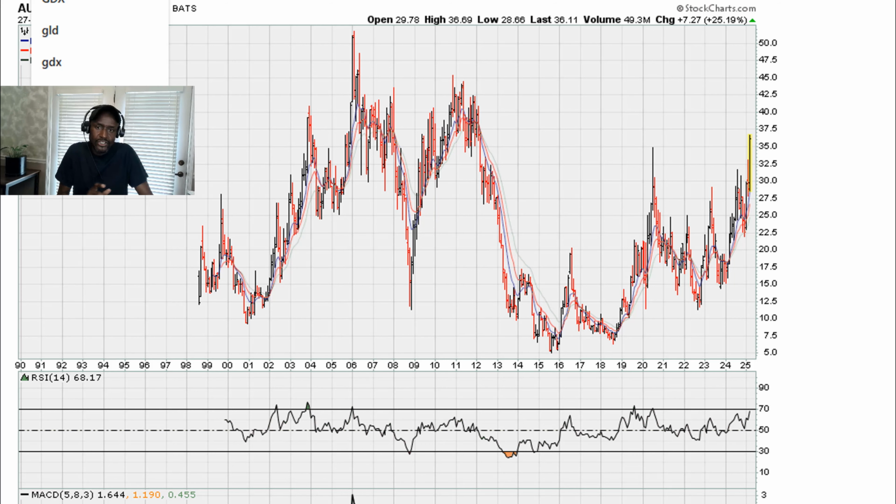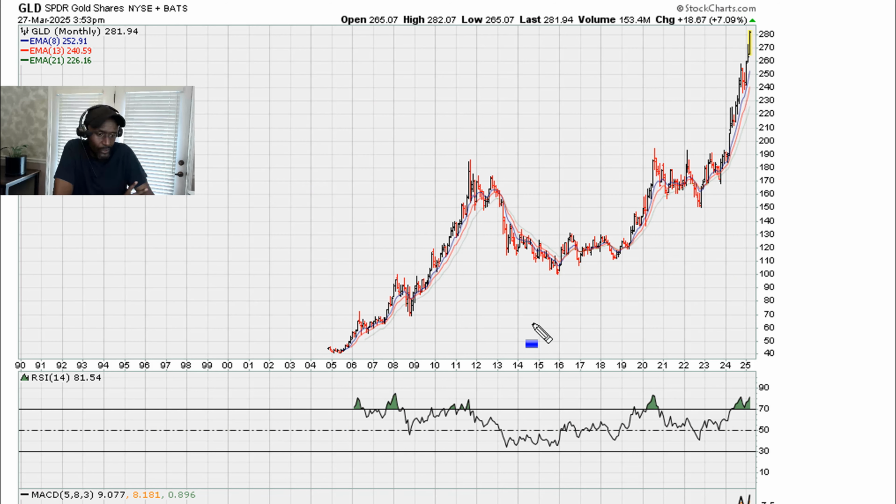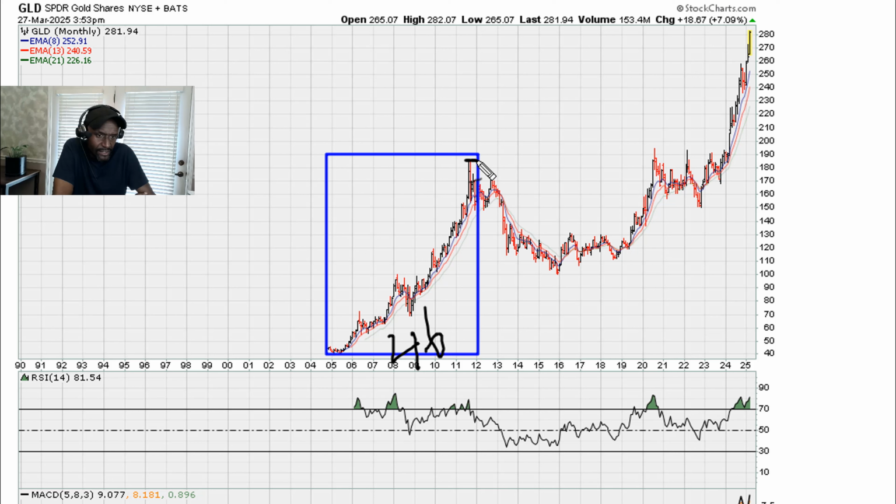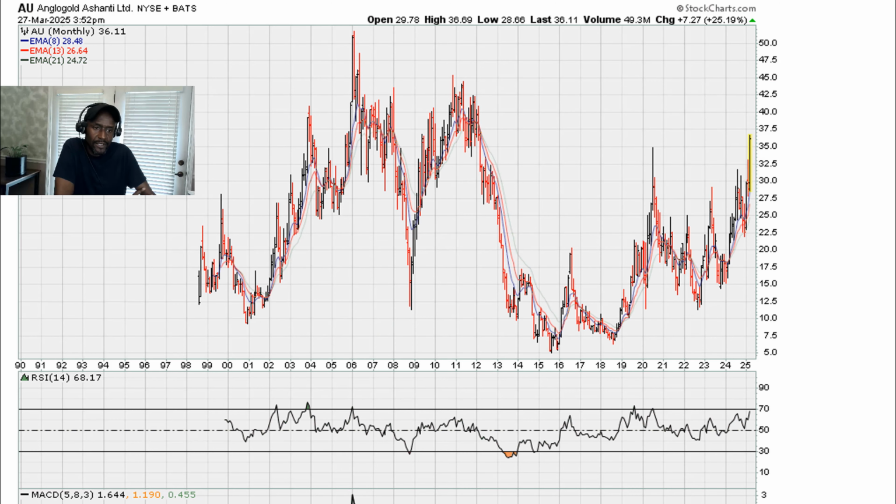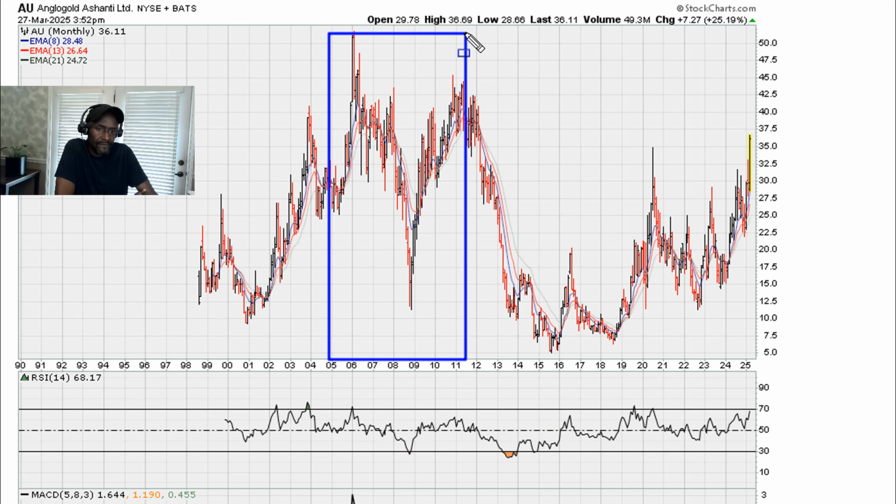Now compare that with GLD in the same time period, and you can see from 05 to late 2011, this moved from 40 to the highs here of around 180 plus. Let's call it 170. Is that right? Actually, it's 180. So it more than quadrupled in price. Now compare that with the stock here in that same time period: it went nowhere effectively. It didn't go way above the prior highs. The prior highs are here.